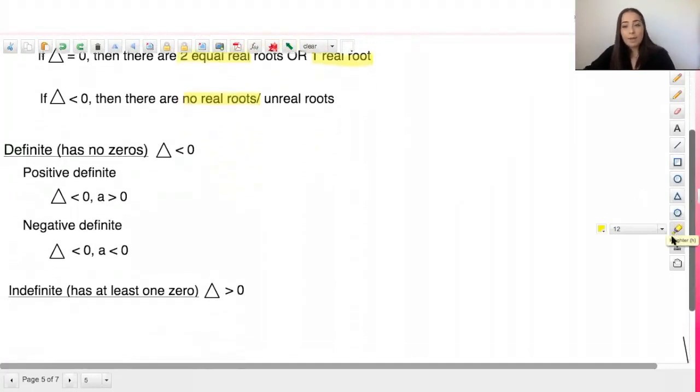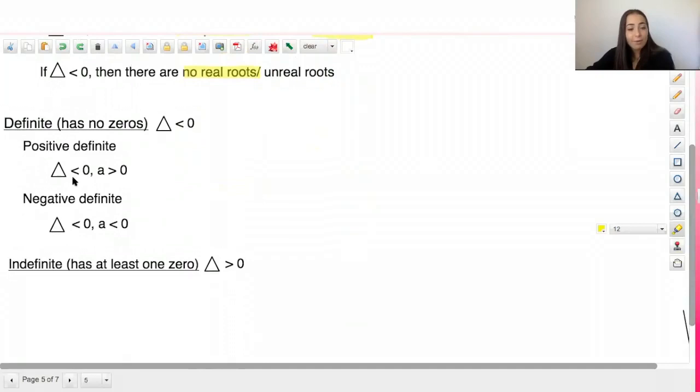And then we have something called a definite function or an indefinite function. So a definite parabola or an indefinite parabola. Definite just means it has no zeros. So the discriminant is negative. And this can be broken up into two categories. You can have a positive definite and a negative definite.